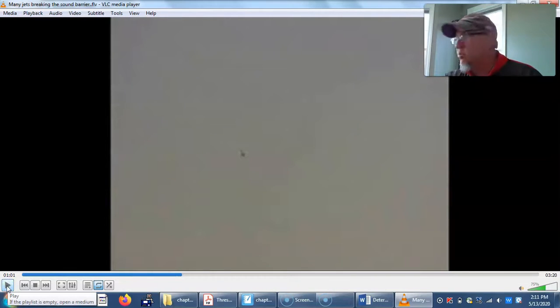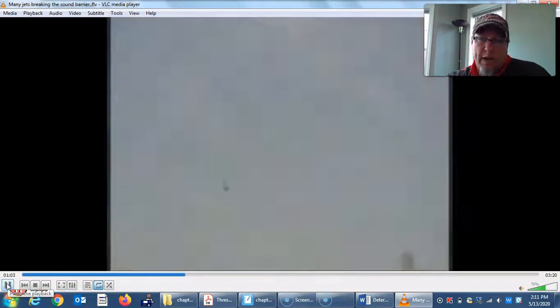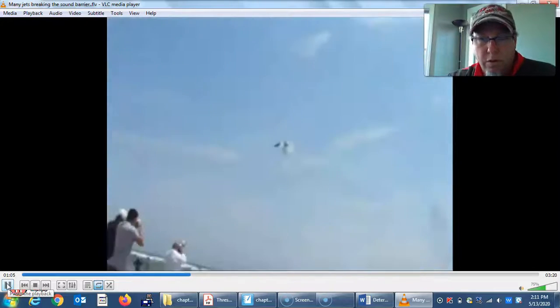So one more time with the explanation. The reason why there's no sound as it's approaching is because the airplane's flying faster than the sound it's creating. It's so cool.